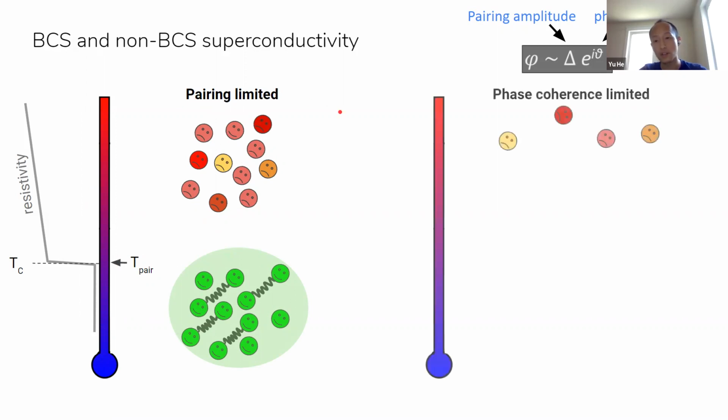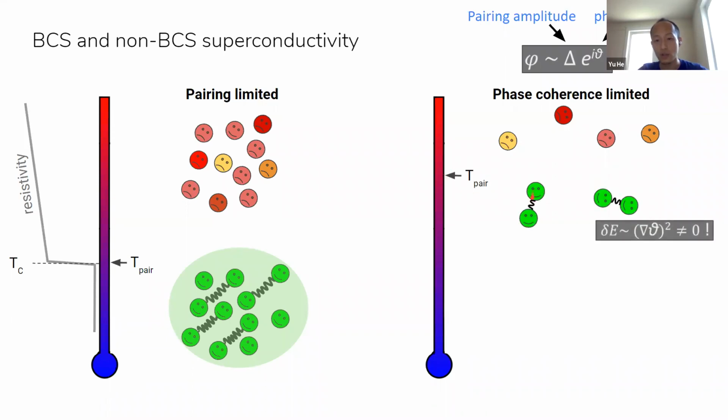But there is also another type of superconductor, where at high temperature, there's no pairing, there's no phase coherence. But below a certain characteristic temperature, electrons or holes start to form pairs first without establishing global phase coherence. And you can see in this region, because the free energy has a term that's proportional to the spatial gradient of the phase squared, there will be an additional energy penalty for the lack of phase coherence.